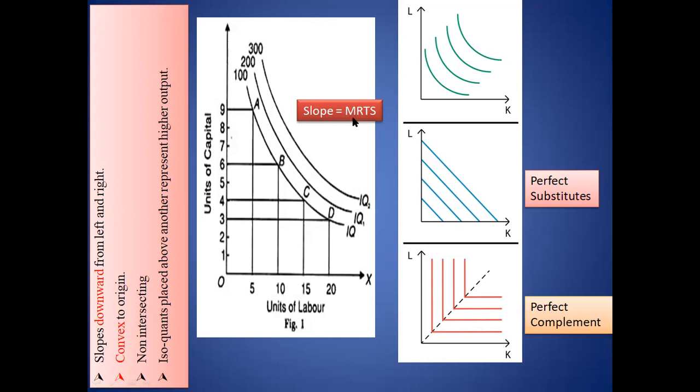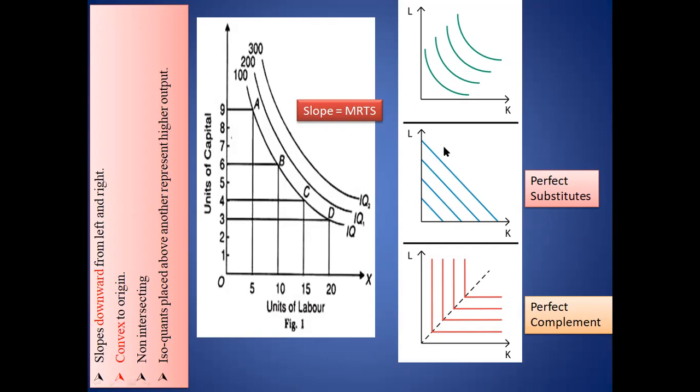MRTS is marginal rate of technical substitution, and it is the slope of the isoquant curve. I have told you the curve is convex to the origin, right? There are some exceptions, like in the case of perfect substitutes. In the case of perfect substitutes, the curve is a straight line. You have to remember this.